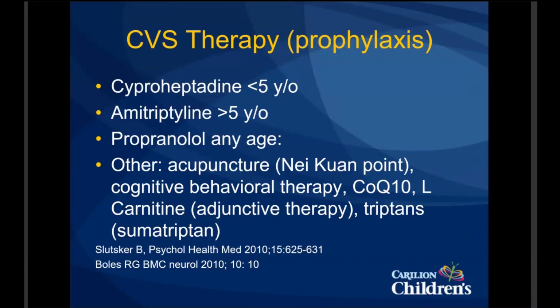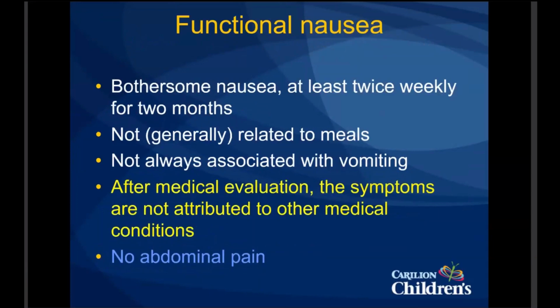The next topic is functional nausea. This is bothersome nausea at least twice a week for 2 months. These patients basically have nausea as the only complaint. They function fine, they don't vomit, they don't necessarily have abdominal pain, and the nausea does not necessarily relate to any meals. But their appearance tells you that they're nauseous most of the time. Sometimes if they sleep through the morning on a day that they're home, they may not complain of any nausea at all.